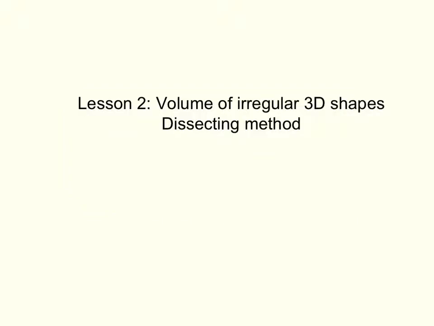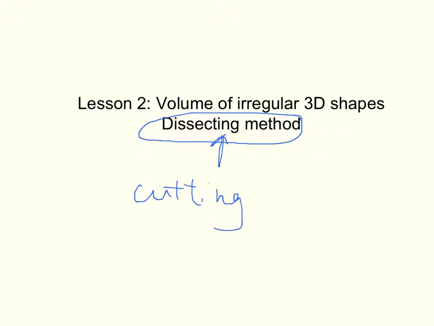Well, then we come to lesson 2. We're going to find out the volume of irregular 3D shapes, by which method? It is the dissecting method. I think all of you have learned already what the dissecting method is. Actually, dissecting method means cutting method. It means you cut the shape into many different parts, and then find out the volume of each part, and then add them all up together.